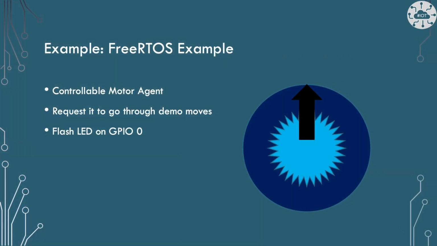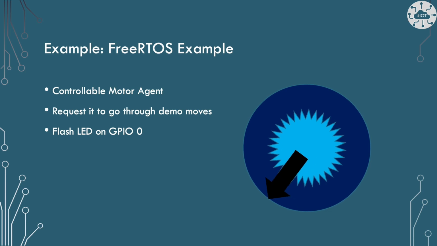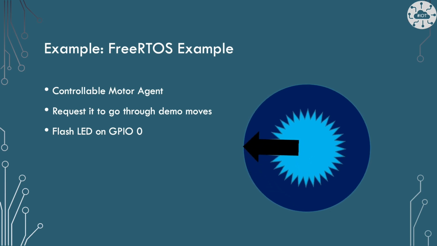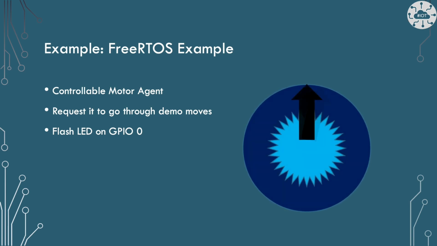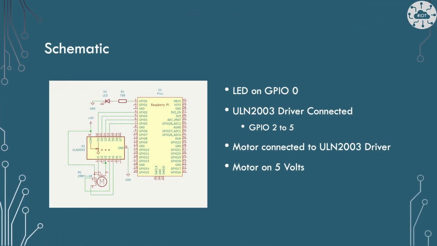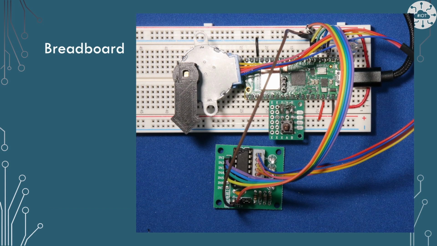I write an active agent which is going to control our motor. Under the hood, this will run a FreeRTOS task and use a queue for taking instructions on movement. Our main program will now require that the motor goes through a set of precise moves with delays in between. We'll also flash an LED on GPIO0 using another active agent class. Our circuit schematic is just the same as the last example. So is our messy breadboard.